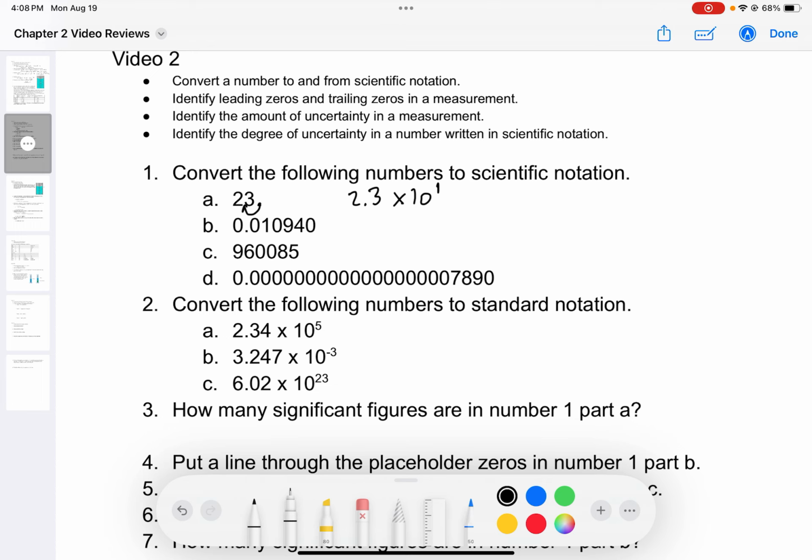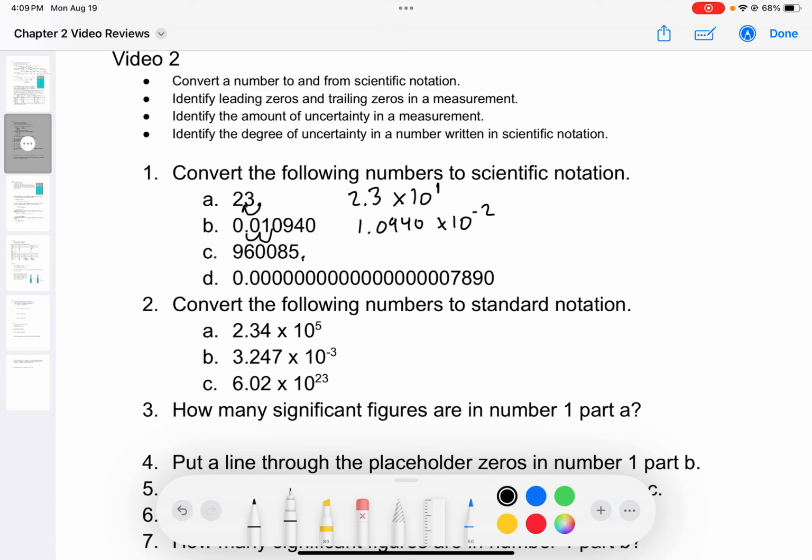Letter B, same thing. The number needs to be between 1 and 10. So now I need to move that decimal point right there in between the 1 and the 0. So this is going to be 1.0940. Then I need to do times 10. And because I moved that decimal point 2 spots to the right, it's going to be times 10 to the negative 2 power. So if you move the decimal point to the right, it's a negative exponent. If you move the decimal point to the left, like we did in letter A, it's going to be a positive exponent.